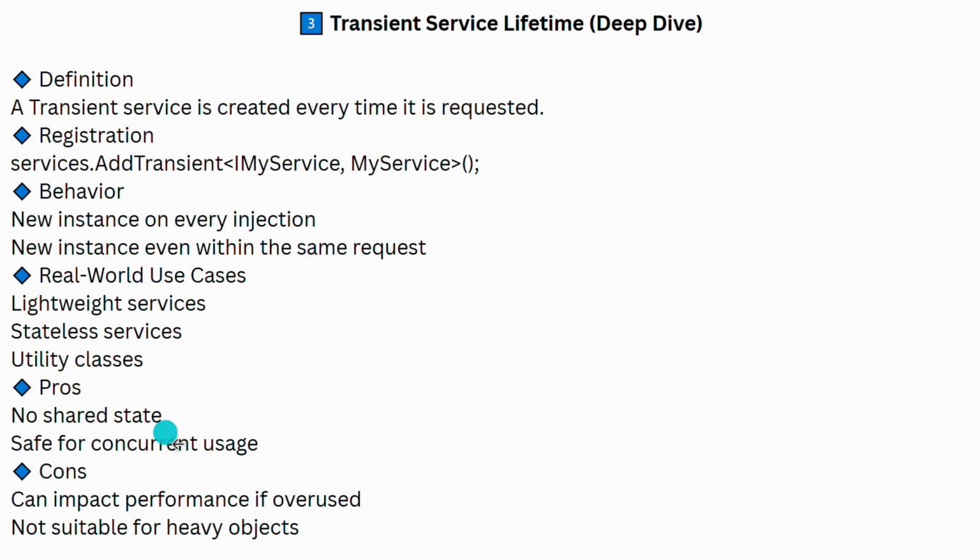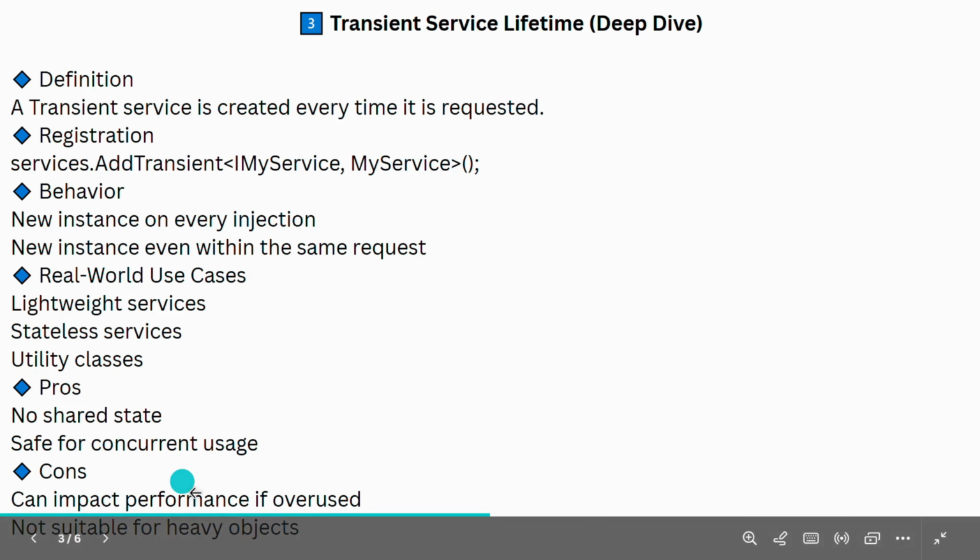Pros: no shared state. Definitely there should be no shared state, because the objects are not referred to at different levels. You are not sharing a service object from one class to another class, or from one controller to another controller. So no shared state, and it is safe for concurrent use.